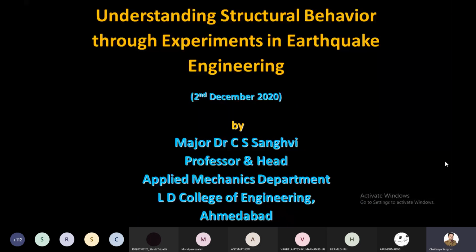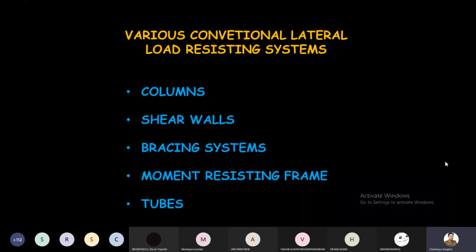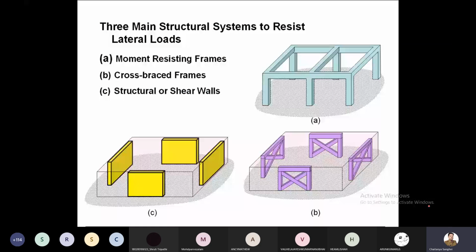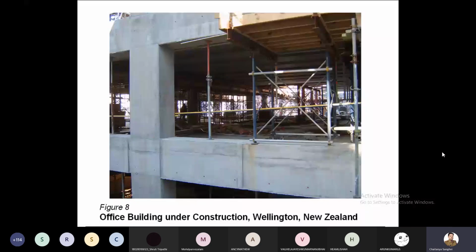In the last lecture, we talked about various conventional lateral load resistance systems: column, shear wall, bracing systems, MR frames, tubes. And yesterday we said that this is an MR frame. They are lateral load resistance systems. These are the pictures we have seen yesterday.